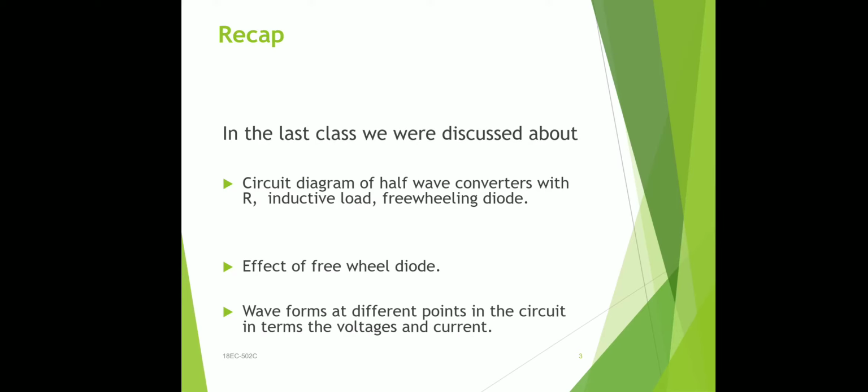We discussed the waveforms of voltages and currents at different points in the circuit. For every circuit we discussed the input and output waveforms. In the single phase half wave control rectifier with freewheeling diode, the output current is continuous. The main advantage is that it avoids the flyback effect, and it improves the power factor. This is about the previous class.